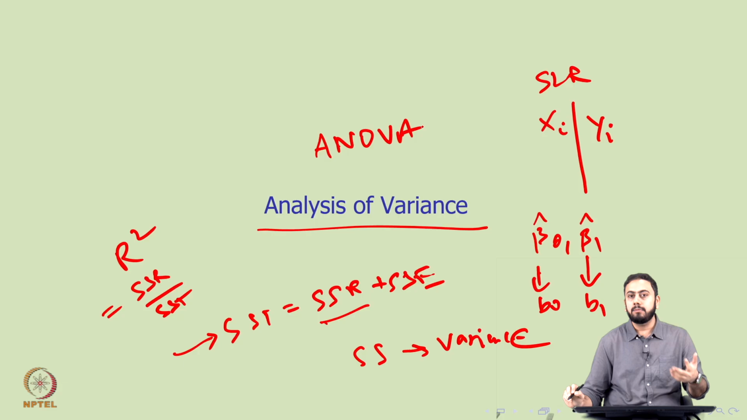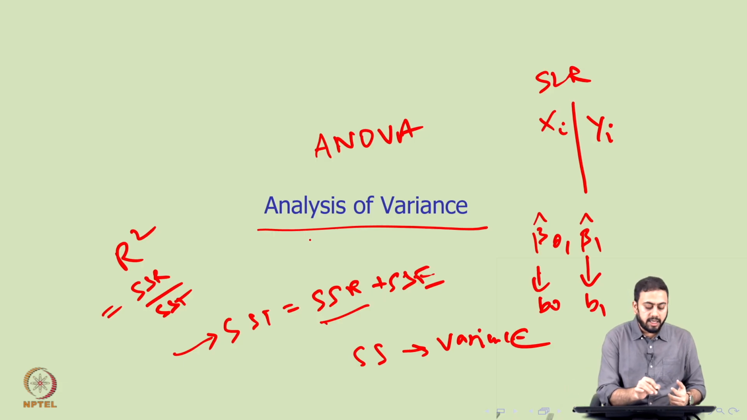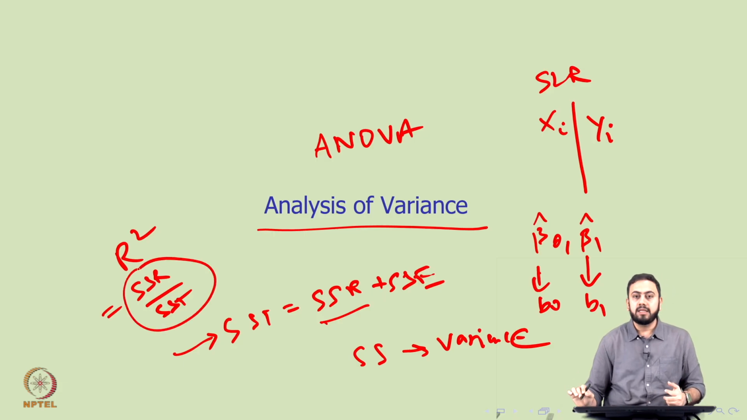Alright, so ANOVA is nothing but analysis of variance. The full form of ANOVA is analysis of variance, and it is a key hypothesis testing procedure when it comes to regression or multiple comparisons and so forth. Here we'll make use of the sum of squares idea, because at the end of the day you are trying to analyze the variance components and not the mean components.